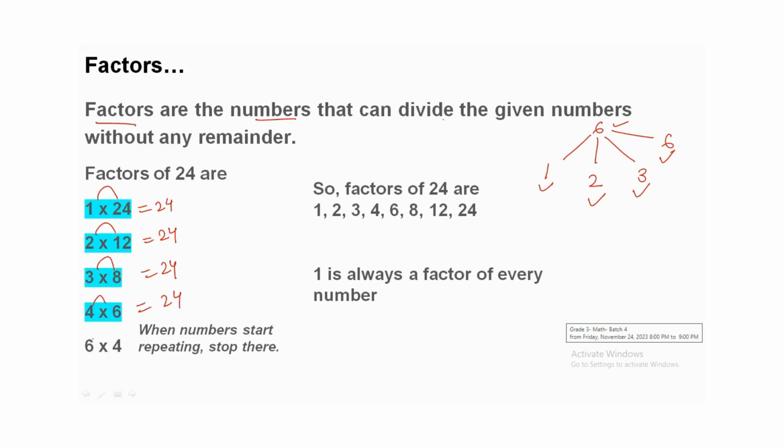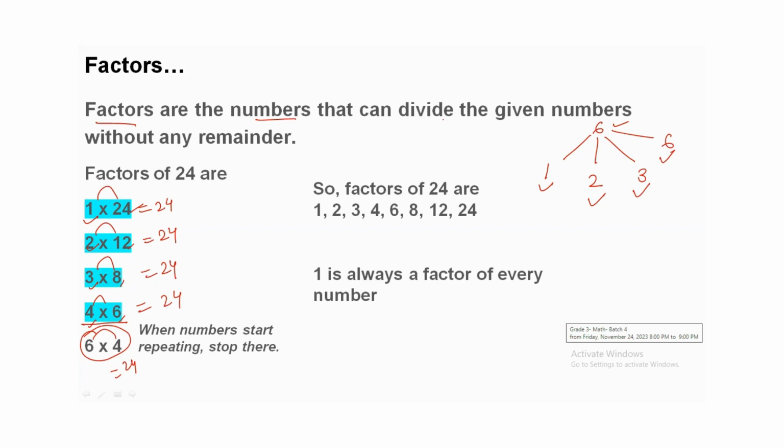And here what I'm getting, 6 times 4 is also 24. But you can see the numbers have started repeating over here. When numbers start repeating, we need to stop there. So we will count the rest of the numbers. What I can say is that the numbers 1, 2, 3, 4, 6, 8, 12 and 24 are all the factors of 24.